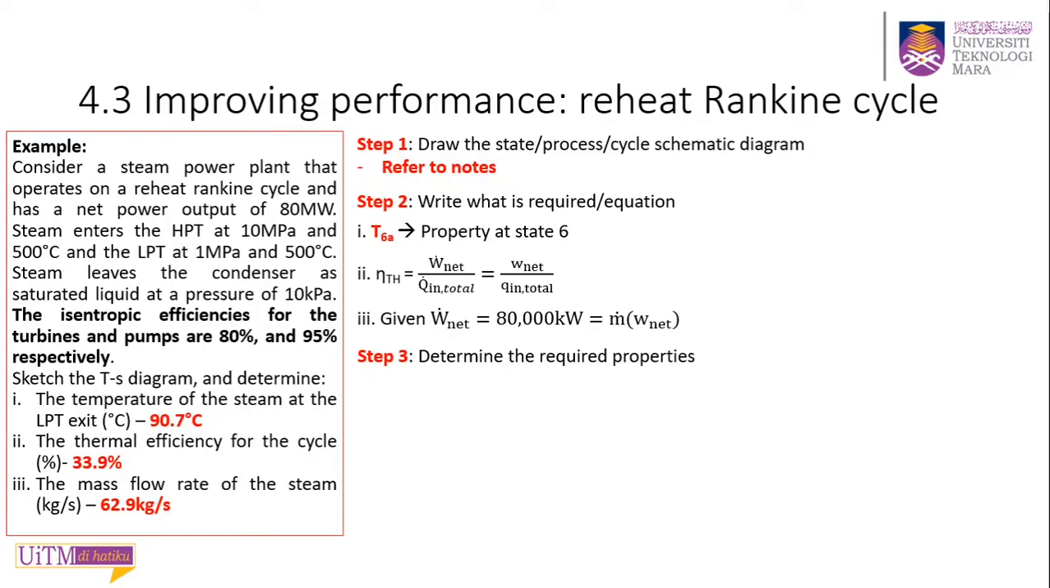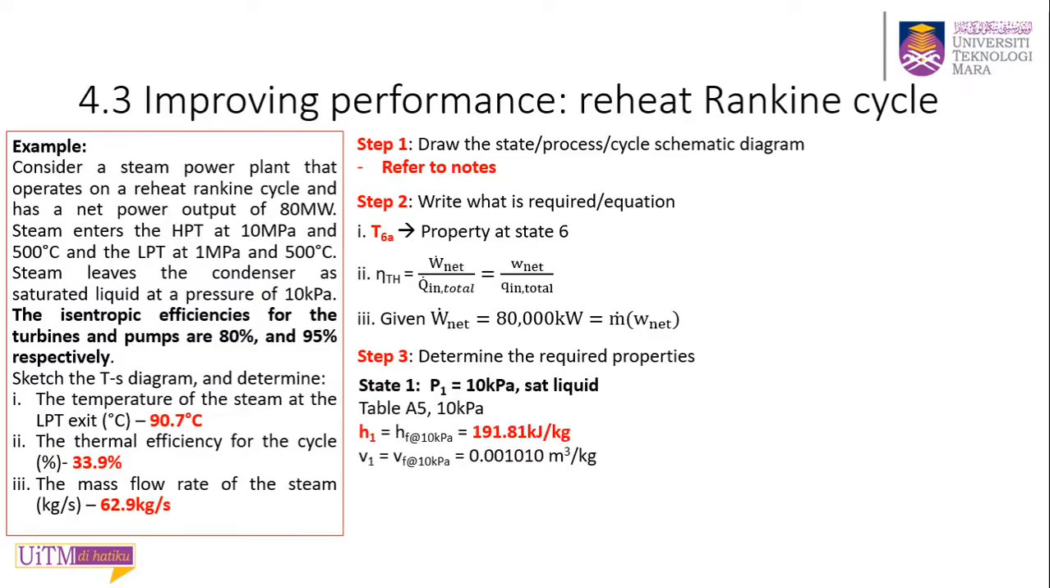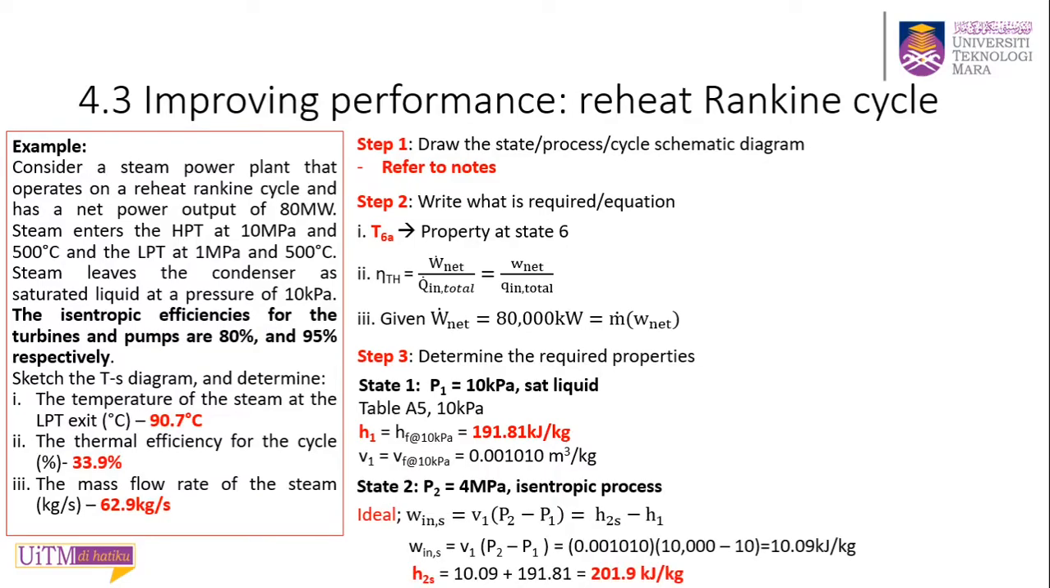For step 3, determine the required properties at each of the states. Now, this step has been done numerous times, and by now students should be well versed in finding the properties at each state. At state 1, based on the given information, read for specific enthalpy and specific volume. At state 2, since there is an isentropic efficiency here at the pump, we must first solve for the ideal process. Use the required equations to find the ideal specific enthalpy here at state 2.